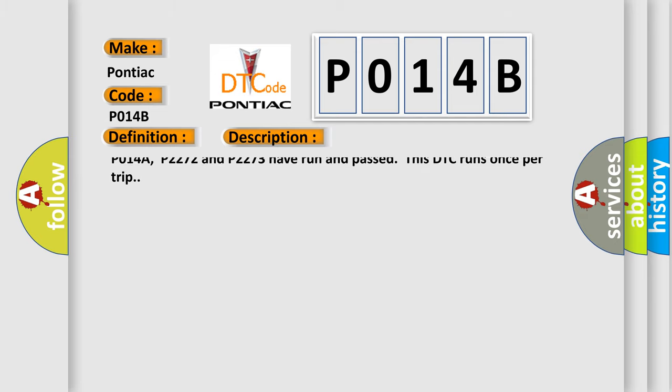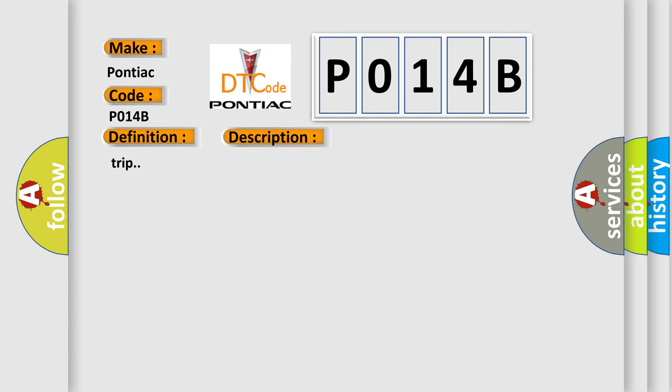The system voltage is between 10 to 18 volts. The learned heater resistance is valid. The fuel level is more than 10%, or the fuel level data fault is active. The engine runtime is equal to or more than 40 seconds. Then DTCs P013C, P014A, P2272 and P2273 have run and passed. This DTC runs once per trip.